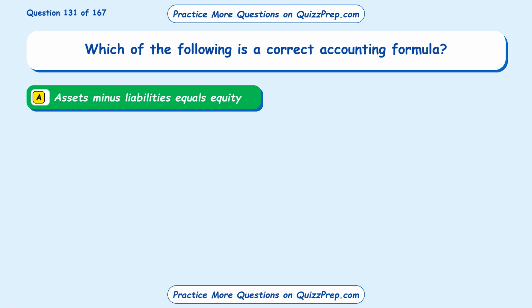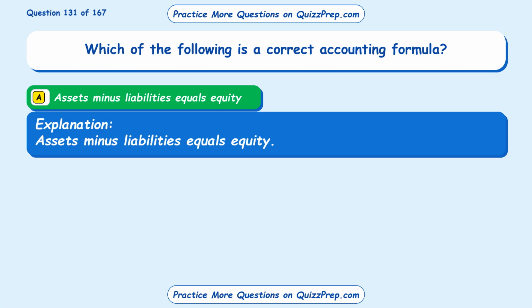The correct answer is option A, assets minus liabilities equals equity.